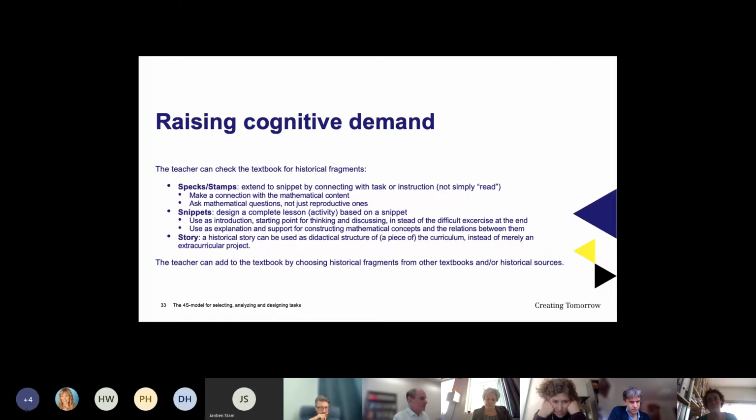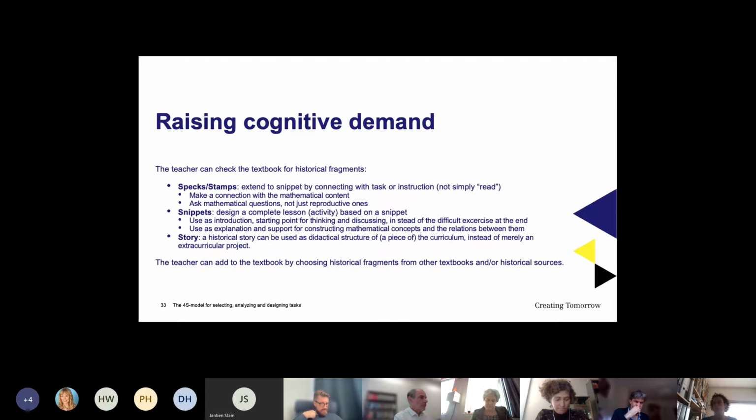I think the history can be used as a didactical structure to structure a piece of the curriculum, or maybe a larger piece of the curriculum, and not just as a project you do in a special week or if there is some time left. This is all regarded to what's already in the textbook, which differs between the series, but not all textbooks contain a lot of history of mathematics. But as a teacher, you could also add to the textbook, of course, by choosing historical fragments from other sources, which can be other textbooks or other historical sources.